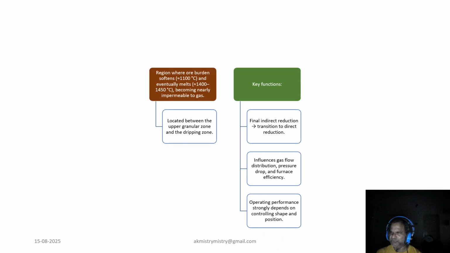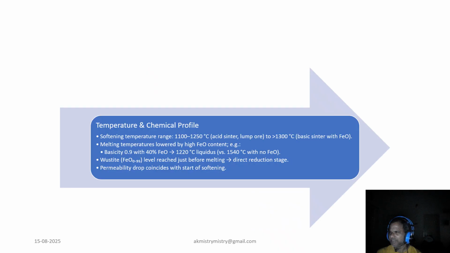Its shape and position directly influence gas flow, pressure drop, and overall furnace efficiency. The cohesive zone begins softening at temperatures between 1100 to 1250 degrees centigrade for cold sinter, we can say acid sinter and lump, and above 1300 degrees centigrade for basic sinter with FeO. High FeO content lowers melting temperature significantly.